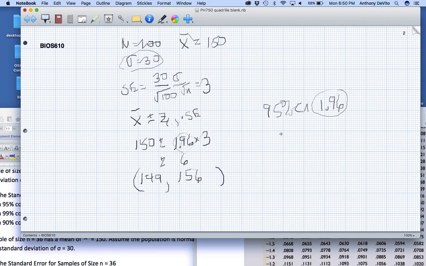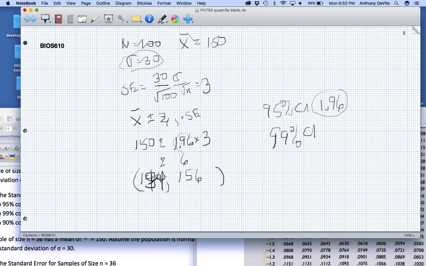Well, what if I want to be more confident? The 139, I'm sorry, 144. I subtracted 6 from the 150. Catch me when I do that, okay? So I can correct it right away. So it's 144 to 156.